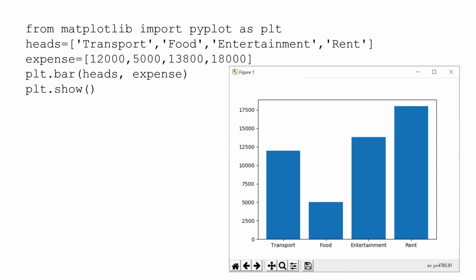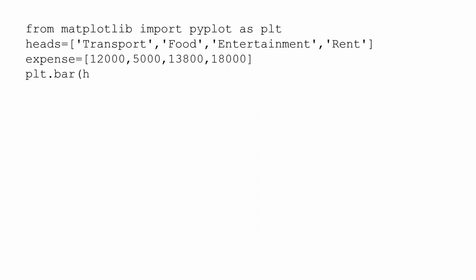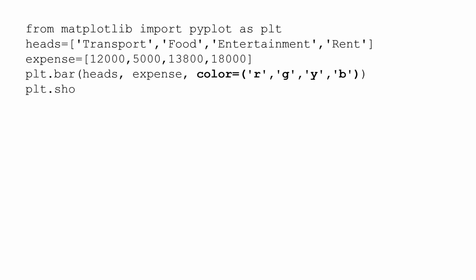Here all the bars are in default blue color. We can change the colors of the bars by specifying the color keyword argument. Let us see how. Now we add a color argument to the bar function. This argument is specifying red, green, yellow and blue as the bar colors. And here is the output.